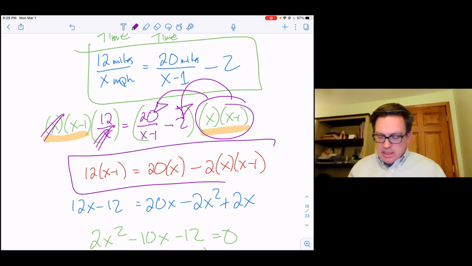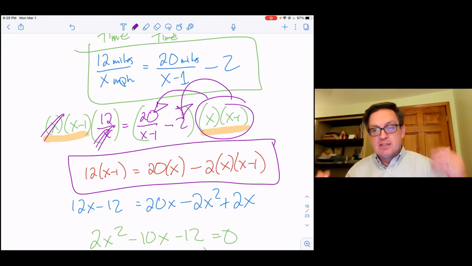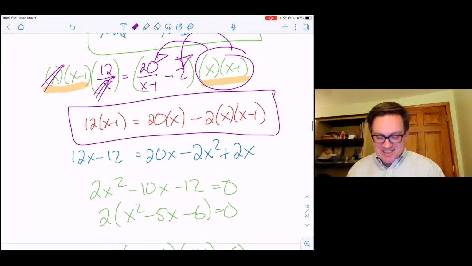Now you've got an expression that is simpler. There's no fractions, no rational expressions. So it's just a matter of distributing, multiplying everything out, grouping like terms, moving everything to one side, factoring, and setting the terms equal to 0. Easy as that, those steps.